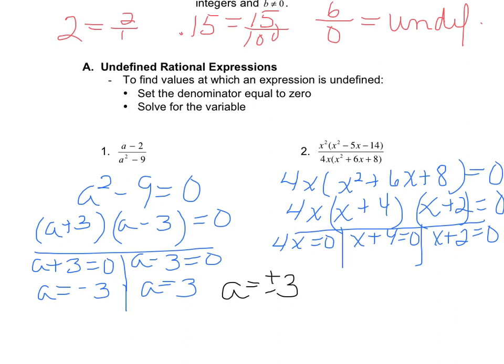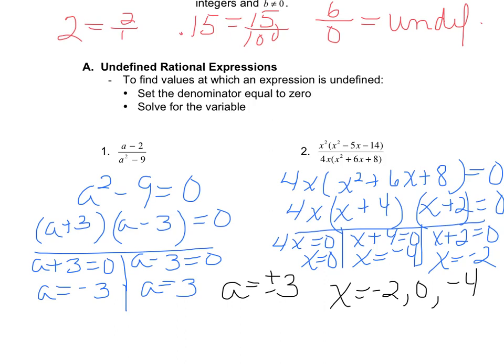On the left, the very first one, I would divide each side by 4 to get x by itself, and 0 divided by 4 is 0. The one in the middle, I'd subtract 4 on both sides and get x as a negative 4. And the last one, I'd subtract 2 on both sides and get x as a negative 2. So all the values of x that would make that rational expression undefined would be x equals negative 2, 0, and negative 4.